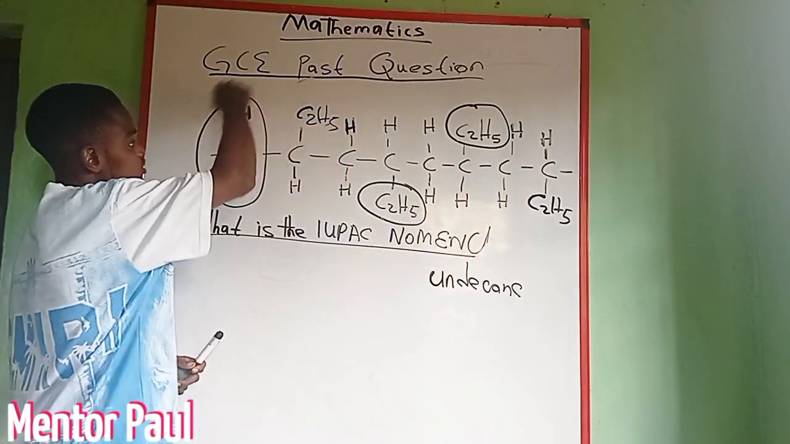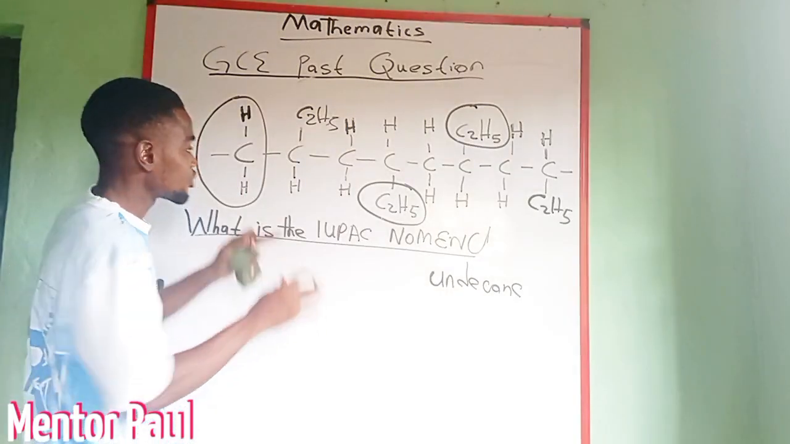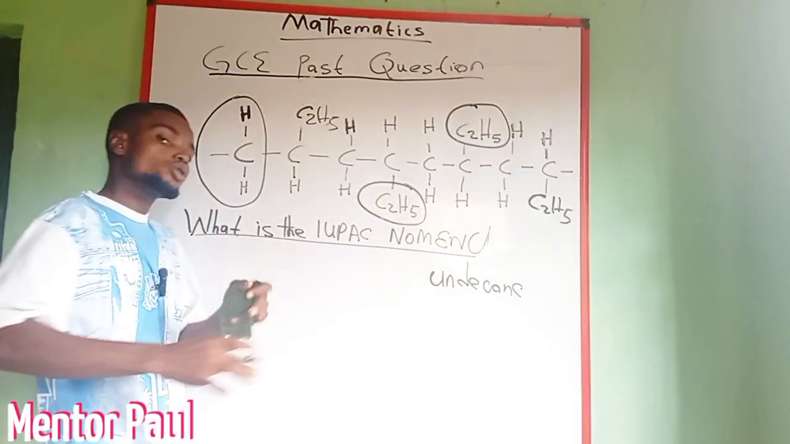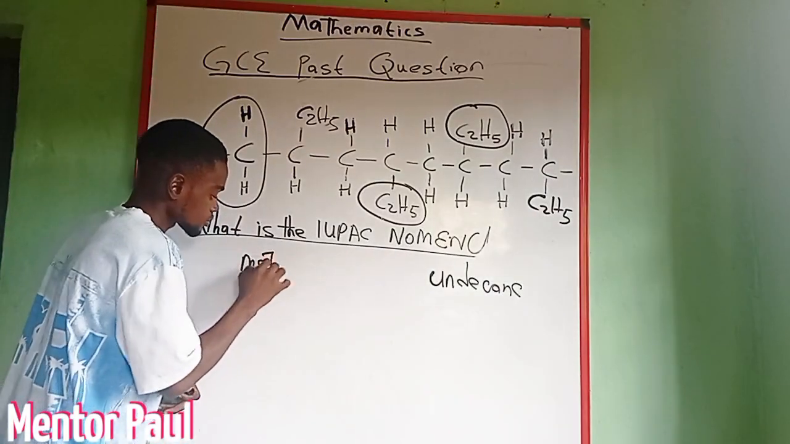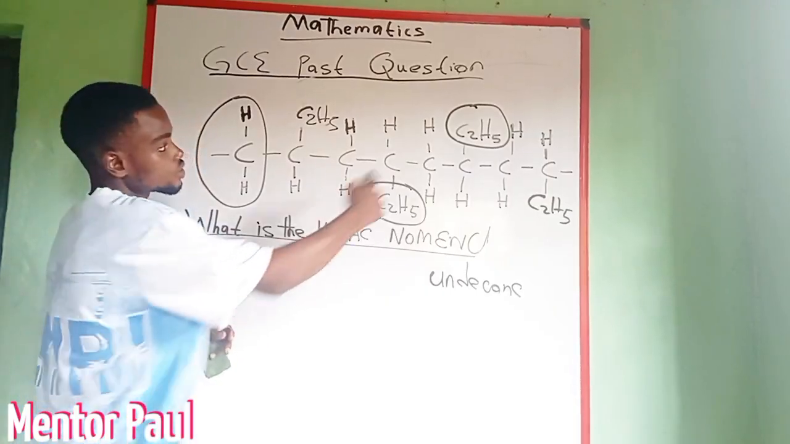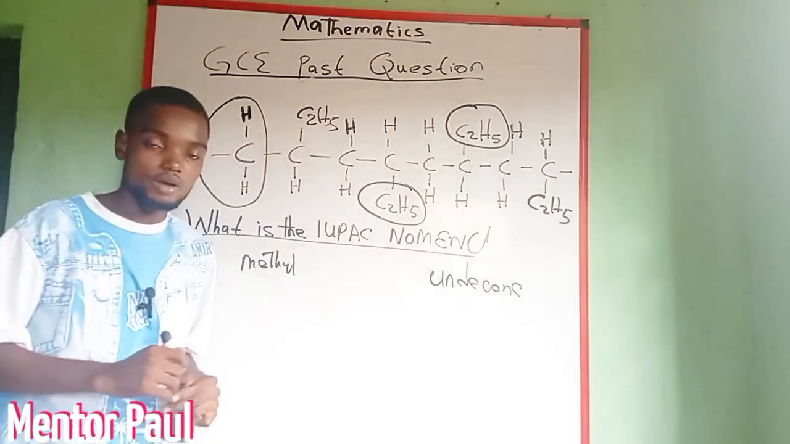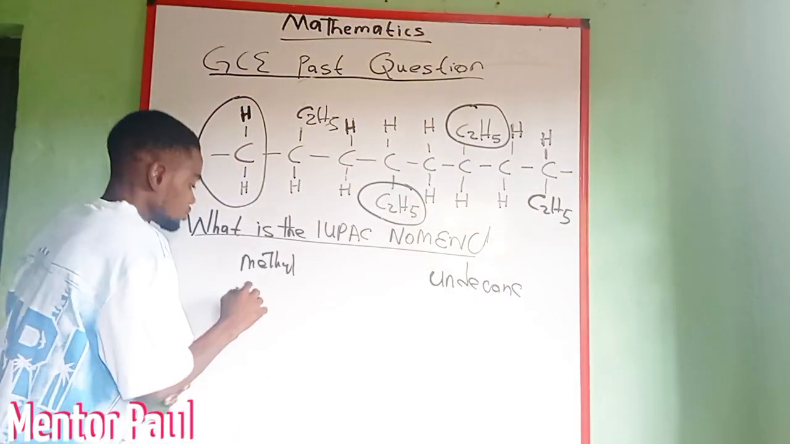Now, what is the name of this substituent? The name of this substituent is an alkyl family, and because it has one carbon, we call it meth. Now, because it's an alkyl family, it becomes methyl. Now, this one is also an alkyl family because it has carbon 2. It's called ethyl.